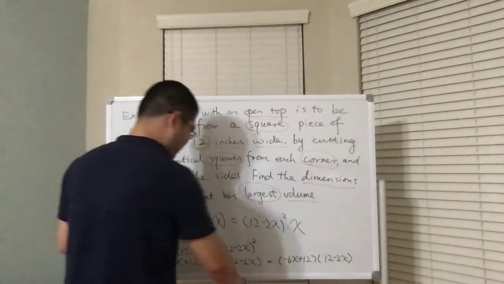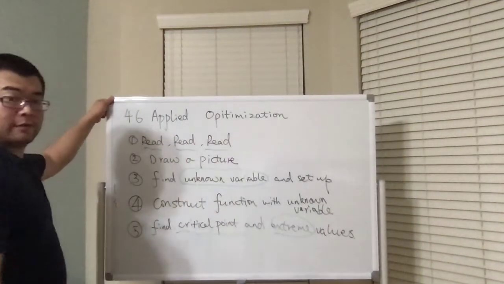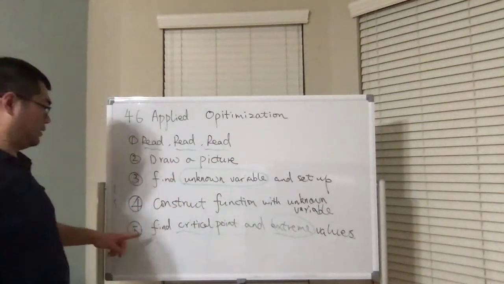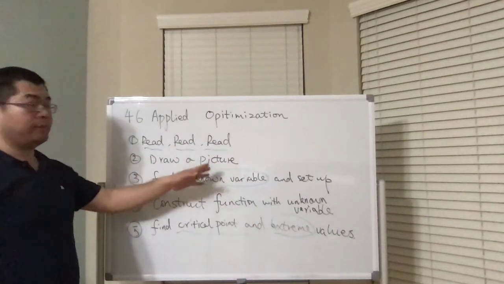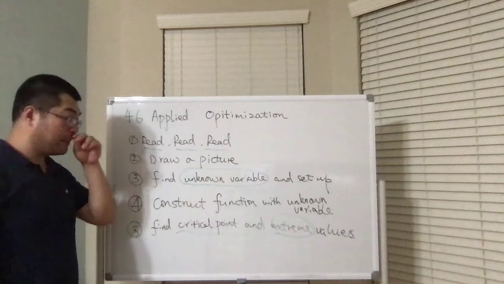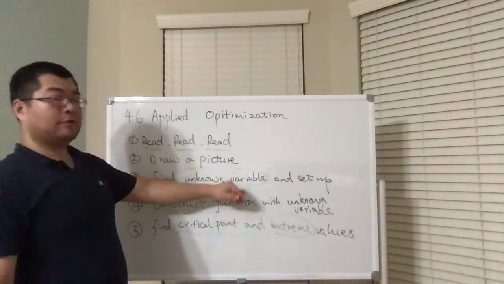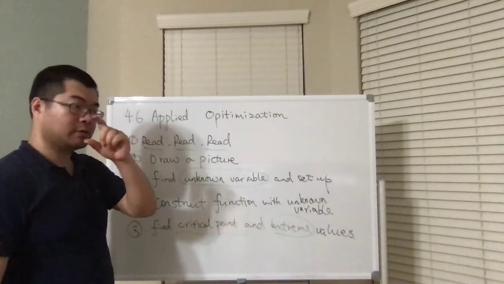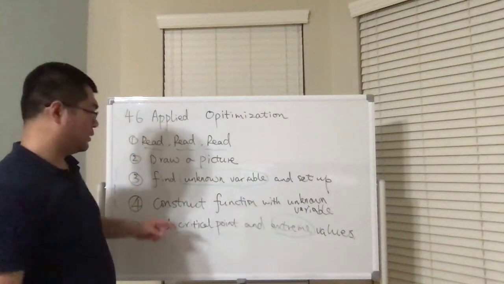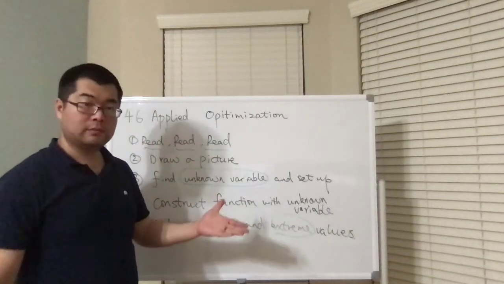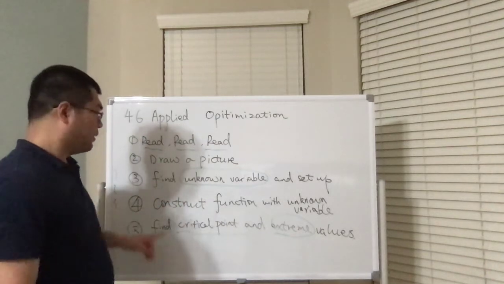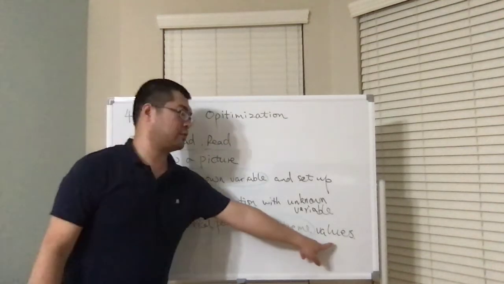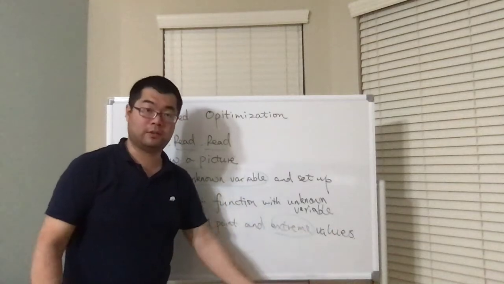Maybe let's use another board. Those are the 5 steps, and we are already on step 5. Read the problem 3 times. Draw a picture. In fact, I cut it. Figure out the unknown variable, which is the length of the corner square. Construct the function: the volume of the open box. Find the critical points and extreme values. That's what we're doing.